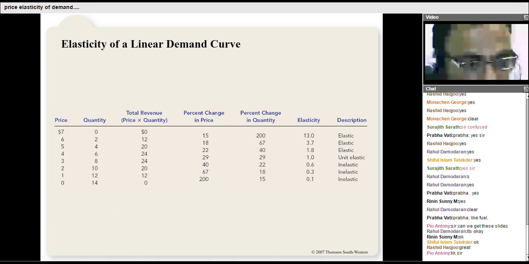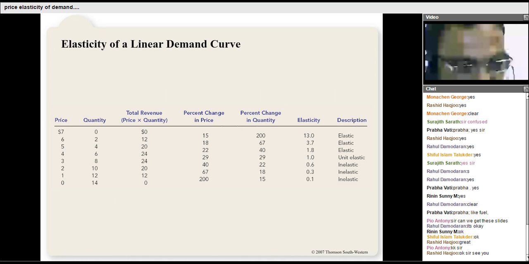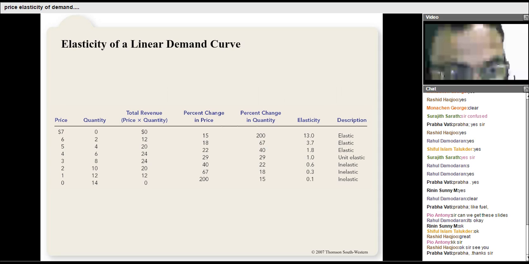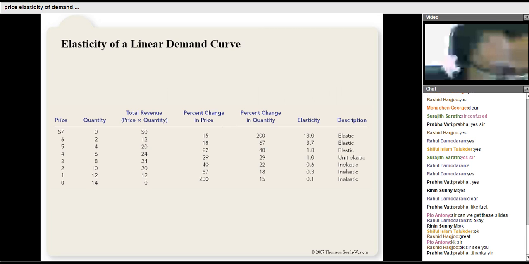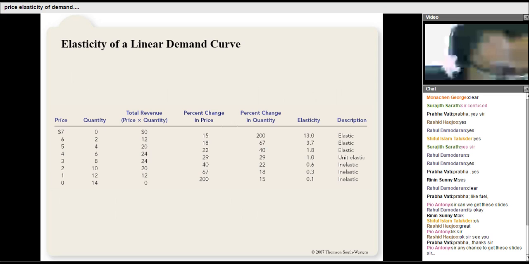Rinin Shanin is saying okay. Rashid is saying great. Okay, see you again, no problem. I would always appreciate your advice, opinions and feedback. They are very important for us. Prabha is saying thank you. Thank you, Prabha, all the best.